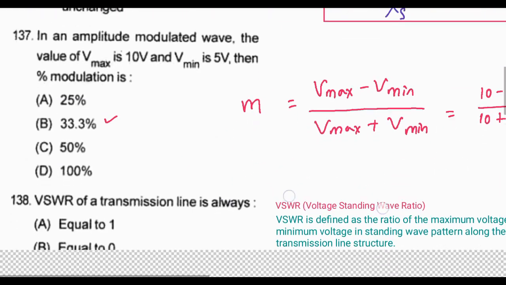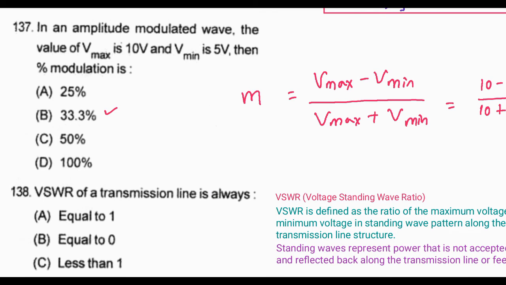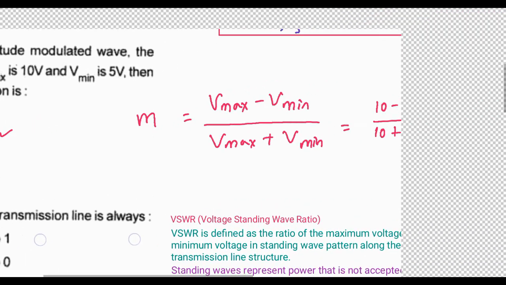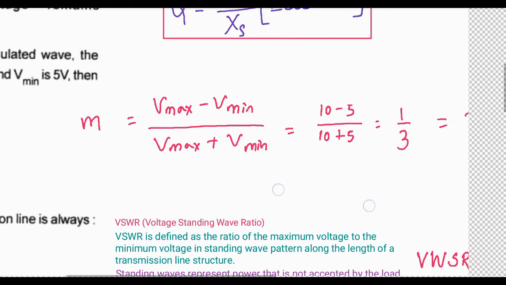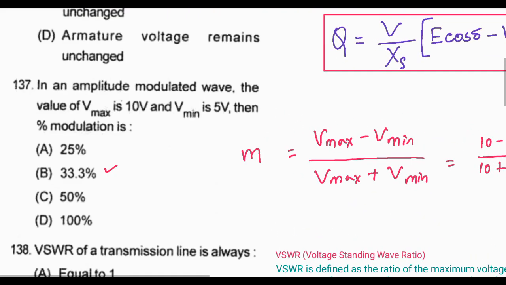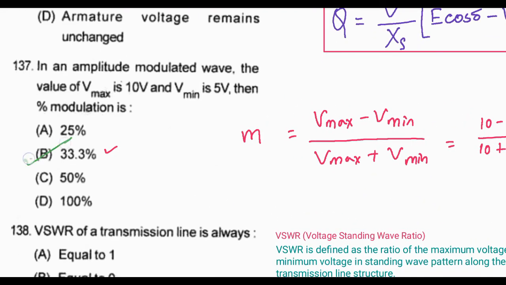Next question is question number 137. In an amplitude modulated wave, the value of V max is 10 volt and V min is 5 volt. Then percentage modulation, or modulating factor, is given as m is equal to (V max minus V min) by (V max plus V min), and this will be (10 minus 5) by (10 plus 5), and this is 33.3%.